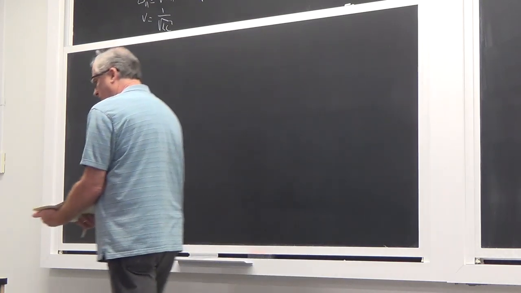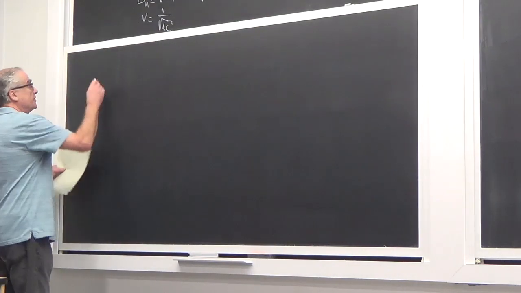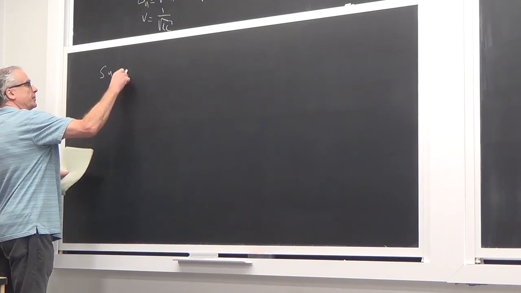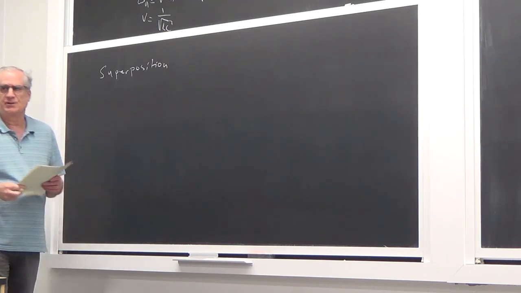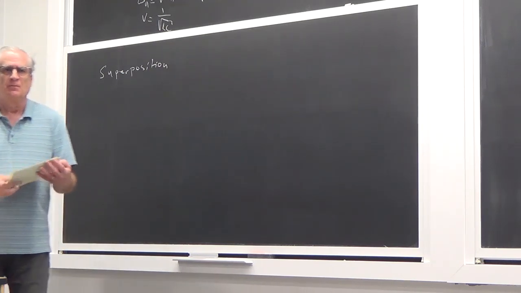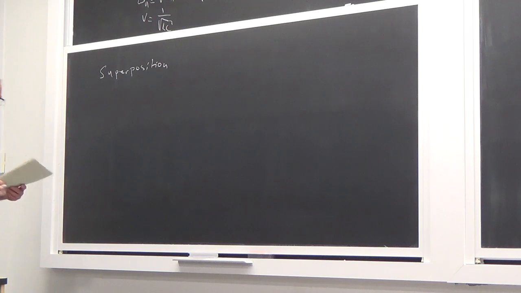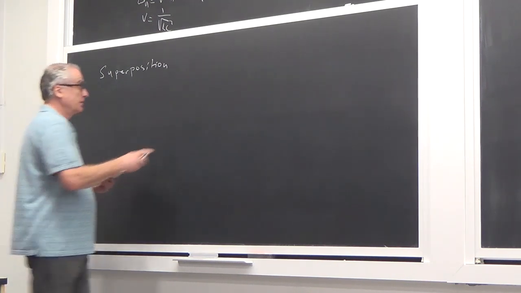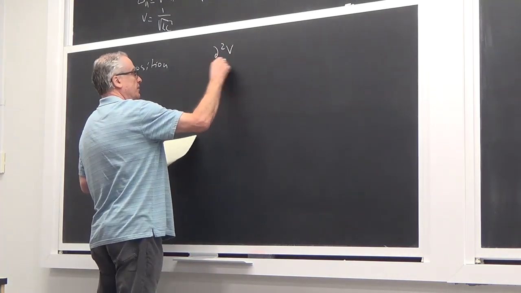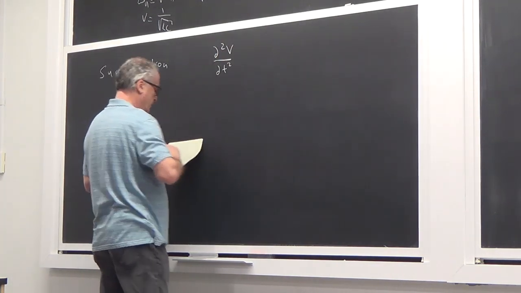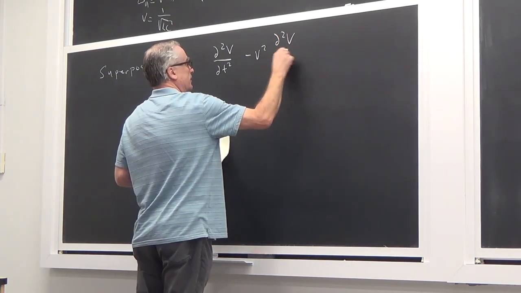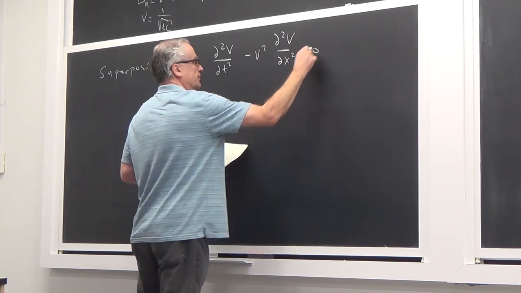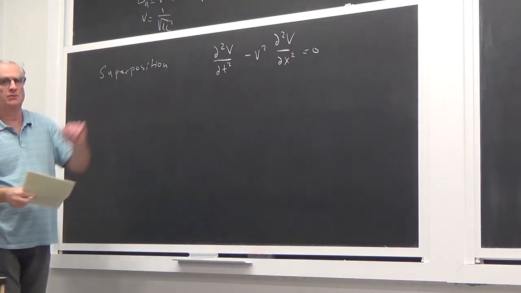And we ended up starting to talk again about superposition, and noticing in particular that the wave equation is a linear equation, and so any linear combination of solutions is also a solution. That is, we have d squared v by dt squared minus v squared d squared v by dx squared equals zero. That's the wave equation, so it's a linear equation.